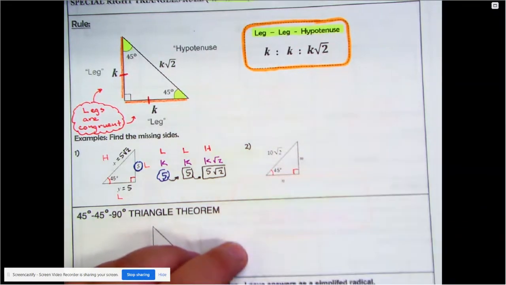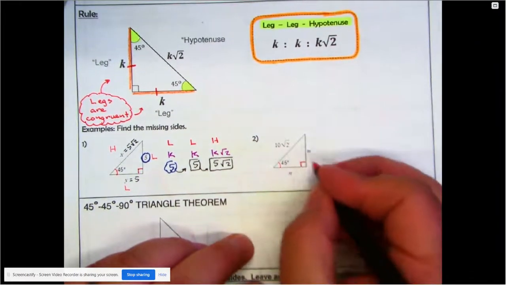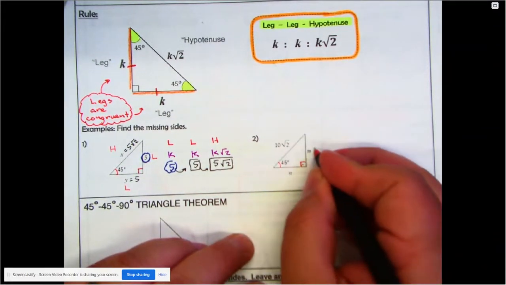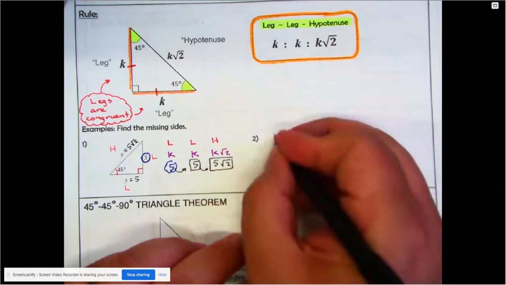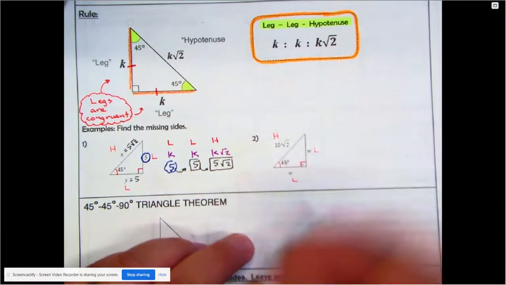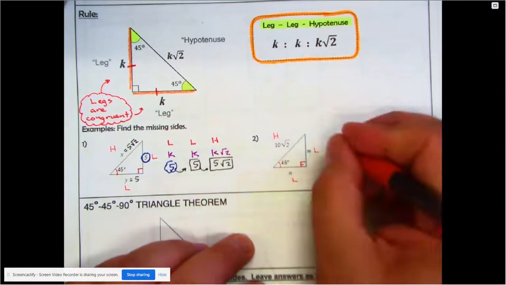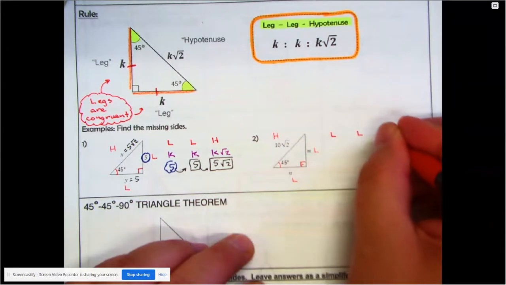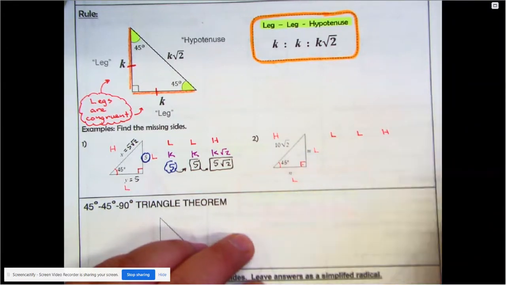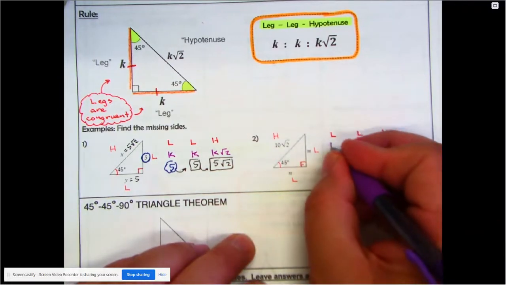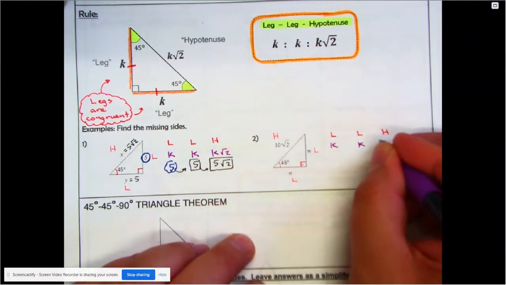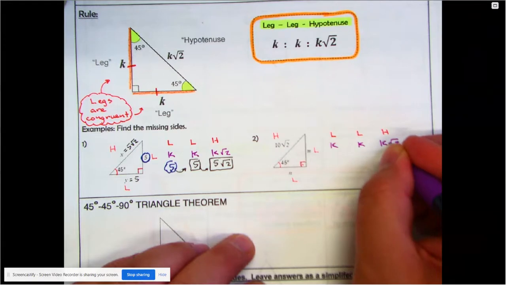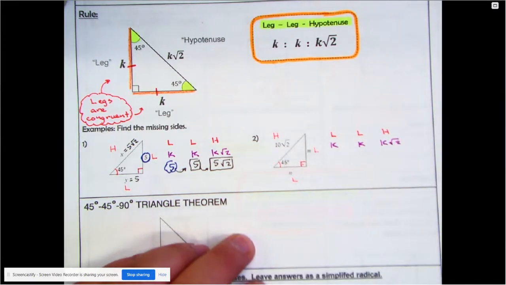I see a 90. This is a 45, 45, 90. So here we go again. This is the 90, so leg, leg, hypotenuse. And when I do leg, leg, hypotenuse, then I use my rule here. And my rule says K radical 2. And now I'm ready to go.